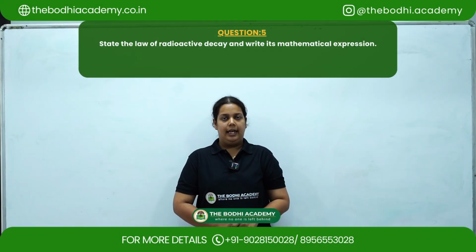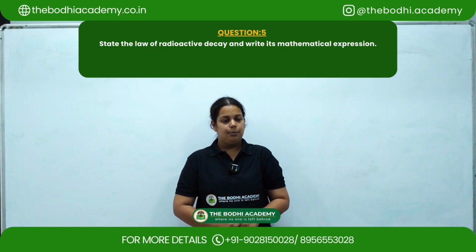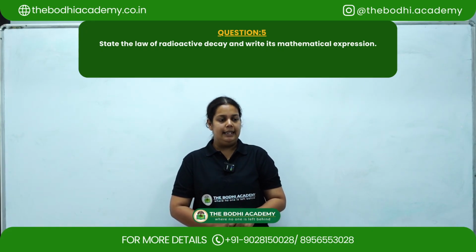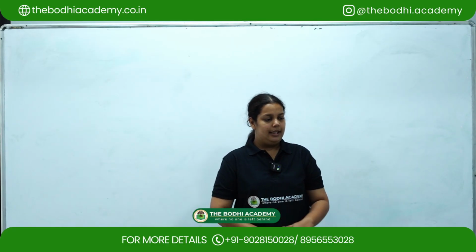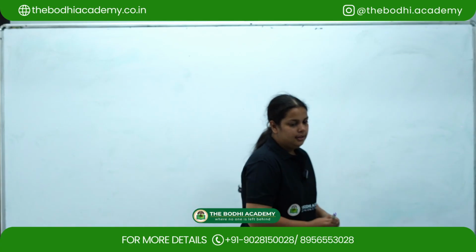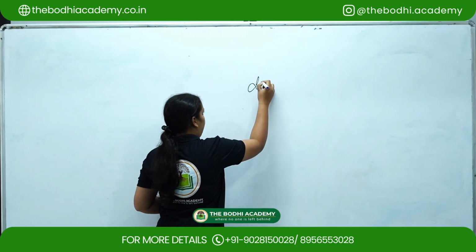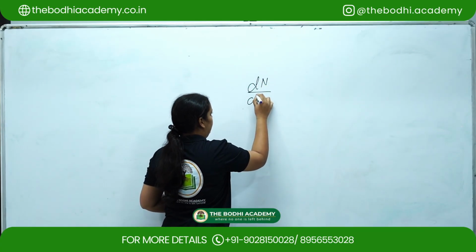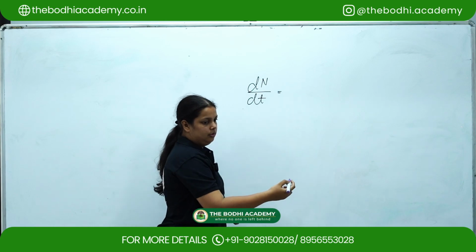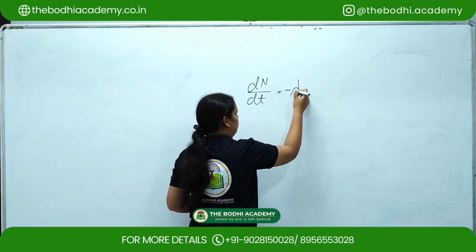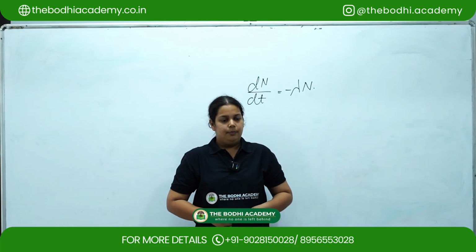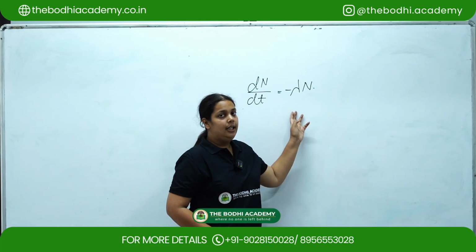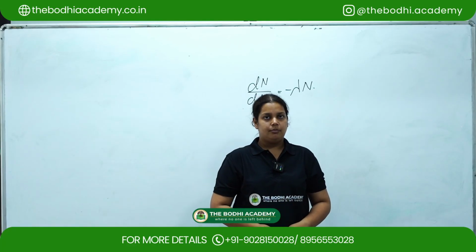State the law of radioactive decay. The rate of decay of a radioactive substance is proportional to the number of undecayed nuclei present at that particular instant. So mathematically we can say it as dN by dt equal to minus lambda N, where lambda is the decay constant.